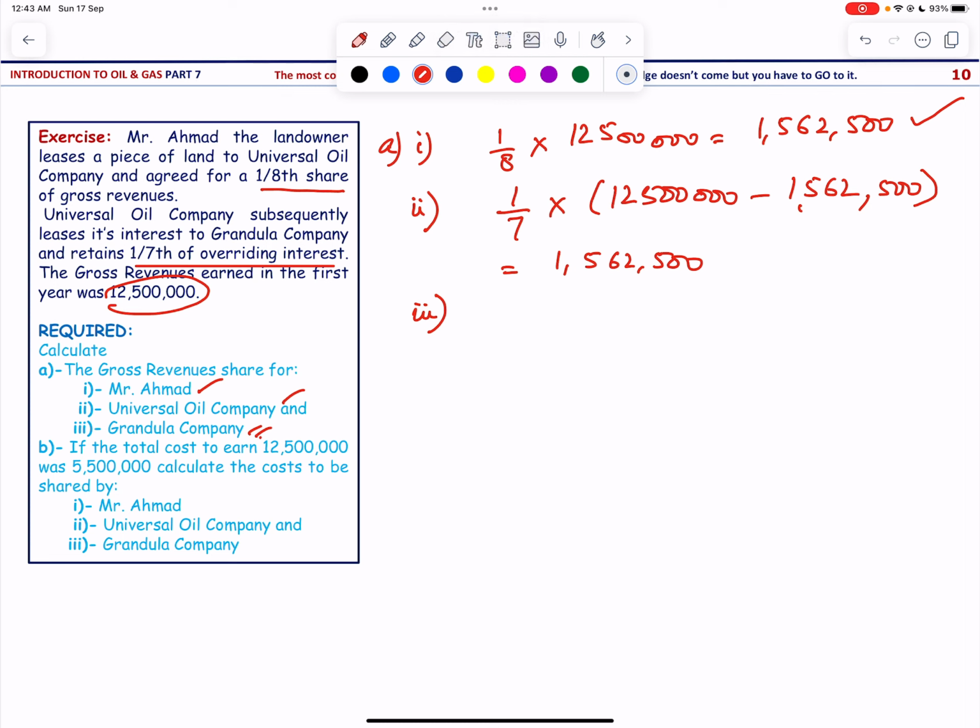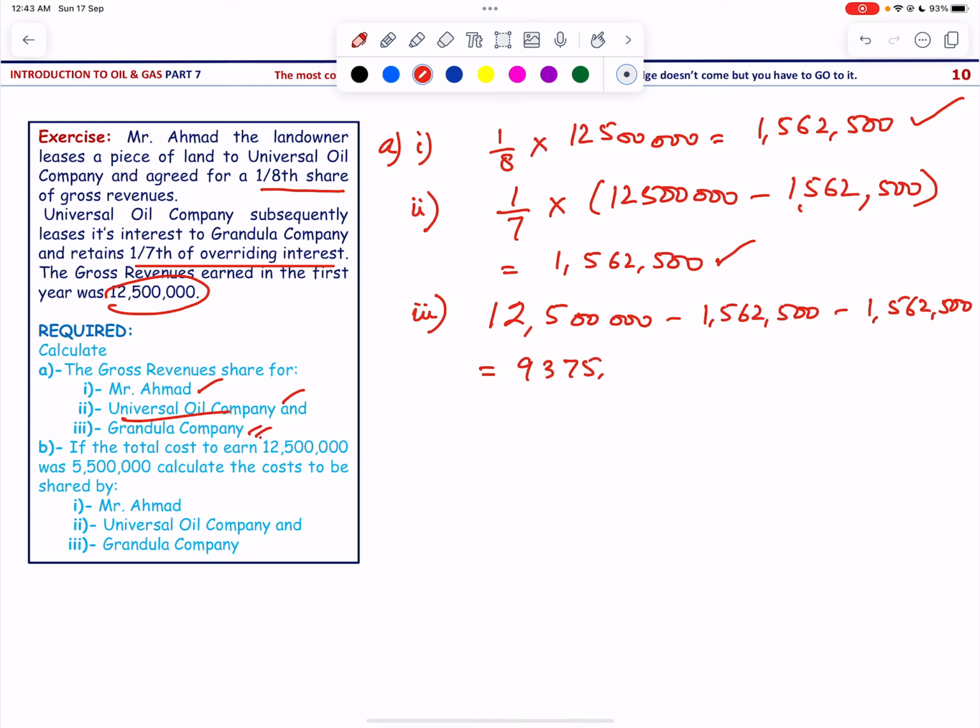Okay, we move on to the third one, the Grandula company. For the Grandula company, we have the total value of 12,500,000 minus the amount paid to Ahmed, that is 1,562,500, and the amount paid to Universal Oil Company, that is 1,562,500. So this will be equal to 9,375,000.